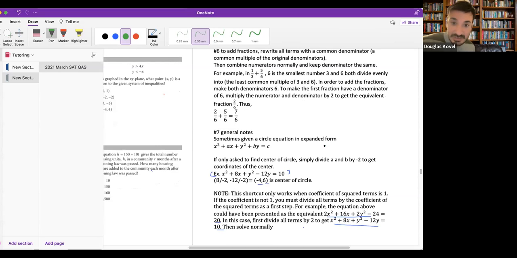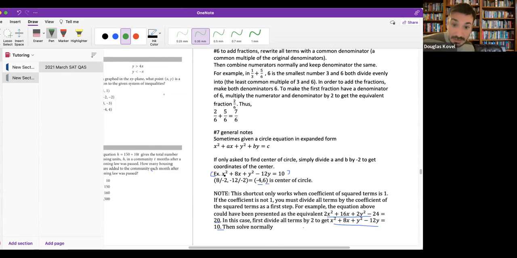So sometimes you're going to be given a circle equation in expanded form. So that would be defined as x squared plus ax plus y squared plus by equals c. And a and b represent whatever your coefficient for x and y are. So if you're just asked to find the center of the circle, all you need to do is divide a by -2 and b by -2, and that would give you the coordinates.